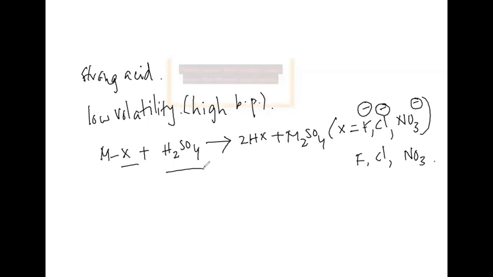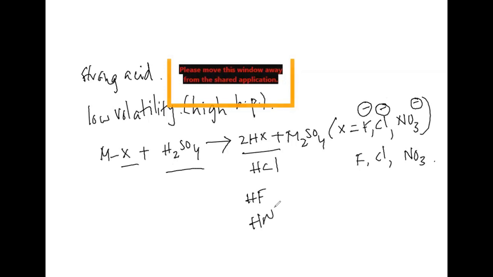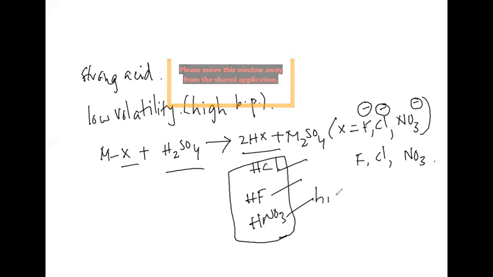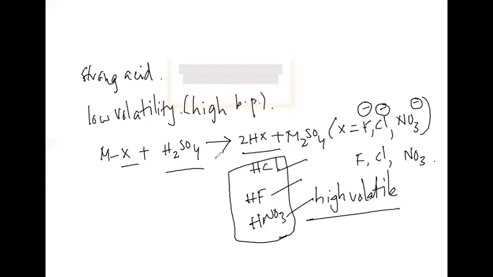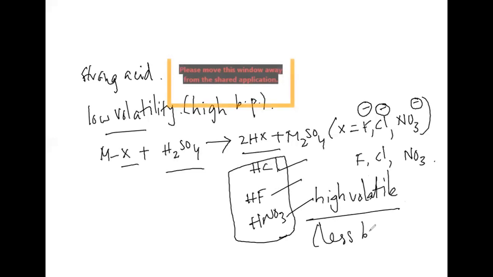This means it is low volatile. If you take HX here, you can take HCl, HF, and HNO3. These three only we should consider, not bromo, iodo and all. What is given in the books, that only we should follow, otherwise they'll confuse us. These are all highly volatile acids. More volatile acids can be prepared from less volatile acids. High volatile acids will have lower boiling points.